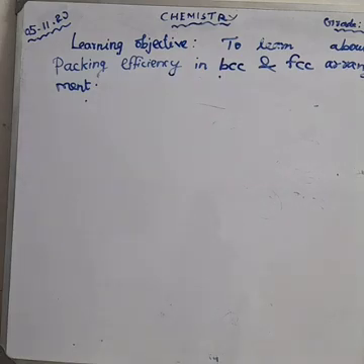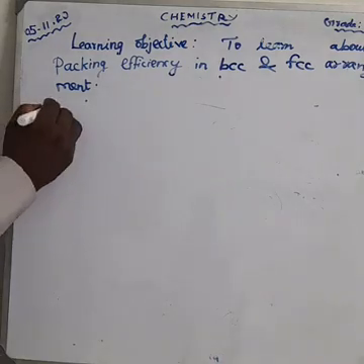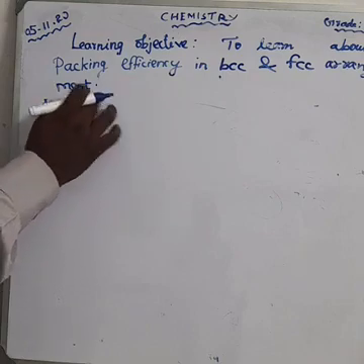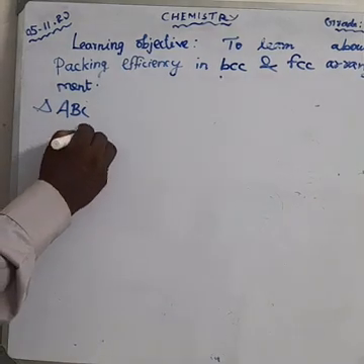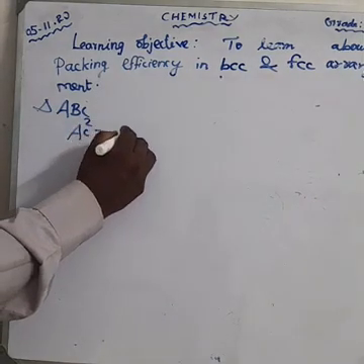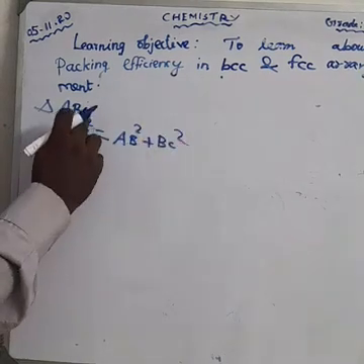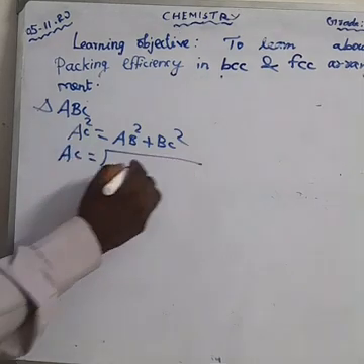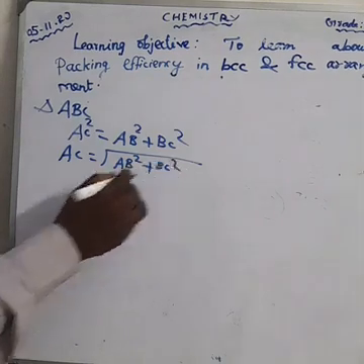Once again, you should write the triangle. It is two triangles. That is triangle ABC. Okay? Triangle ABC. As per the diagram, AC square is equal to AB square plus BC square. Okay? We are writing root. So AC is equal to root of AB square plus BC square.